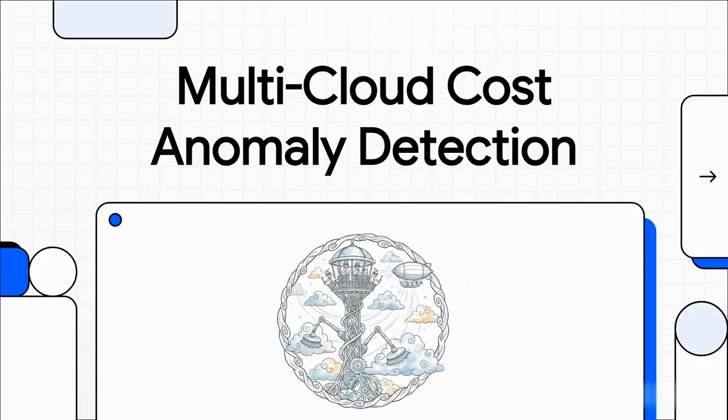If you're running workloads across multiple clouds, you already know the incredible power it gives you. But you also know the financial risk that comes with it. Today, we're going to roll up our sleeves and actually architect a solution to one of the biggest headaches in FinOps, catching those shocking, unexpected costs before they turn into a full-blown crisis.